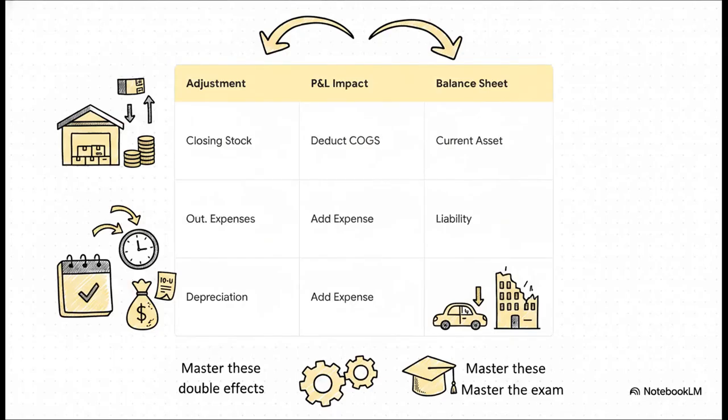Let's make this concrete by chunking these heavy rules with 3 common examples. First up, closing stock. You deduct it from the cost of goods sold in your P&L and simultaneously list it as a current asset on your balance sheet. Boom, double effect. Second, outstanding expenses, meaning an expense you've incurred but haven't paid yet. You add it to your expenses in the P&L because the cost happened, and you list it as a current liability on the balance sheet because, well, you still owe the money. Finally, depreciation, the drop in an asset's value over time. You add this amount as an expense in the P&L, and you deduct that exact amount from the specific asset over on the balance sheet. Master these double effects, and I promise you, you'll master the exam.